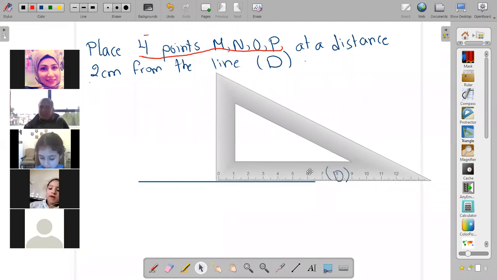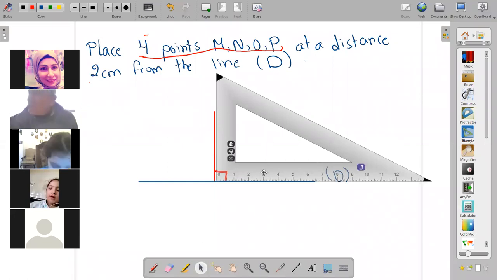Okay, right angle. Did you see the right angle here? It has to be on the line. Now I will draw perpendicular lines. So I hold it like L. I place the bottom on the line D. Now I will draw the first perpendicular line.